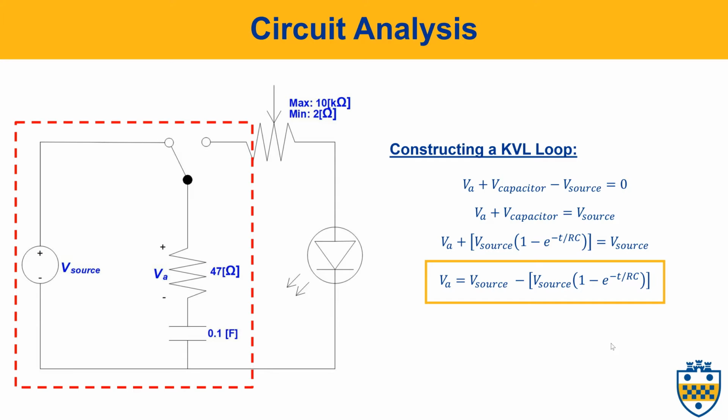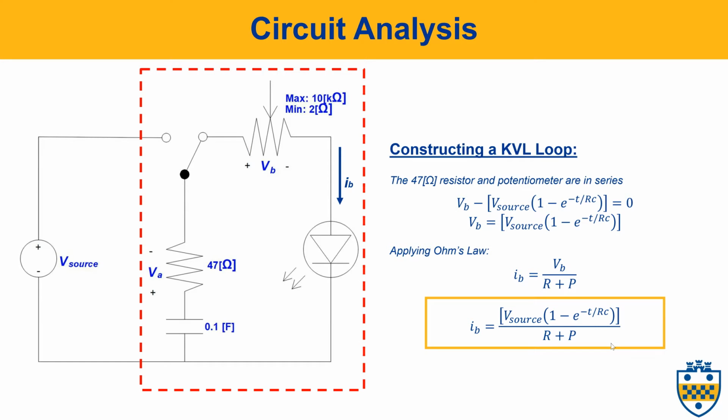When the switch is flipped to the voltage source, we can construct a KVL loop as shown below. The KVL loop will consist of the voltage across the capacitor, the voltage across the resistor, and the voltage source. When putting the voltage stored in the capacitor in terms of the voltage source, we can see that the voltage across the resistor is directly proportional to the voltage stored in the capacitor.